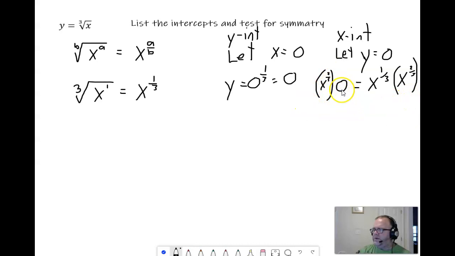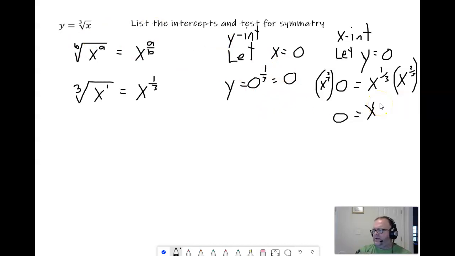I don't know if you can see that too well, but 0 times anything is just 0. And x to the 1/3 times x to the 2/3, it's the same base, which is x. So we just add the two exponents together, and 1/3 plus 2/3 is 1. I chose 2/3 because when you add it to 1/3, you just get 1, so you're just going to get x. So when y is equal to 0, x is equal to 0, and we get that same origin point. So that would be both my x-intercept and my y-intercept, the origin, because that's where it crosses both the x-axis and the y-axis, even though it's only a single point.